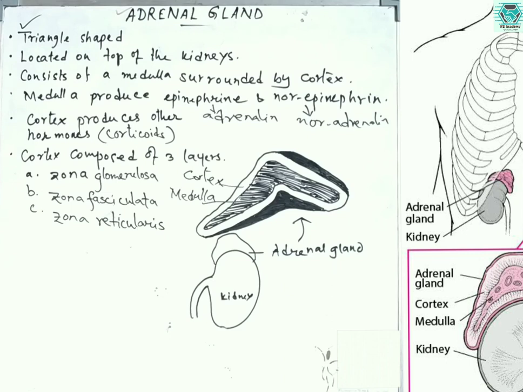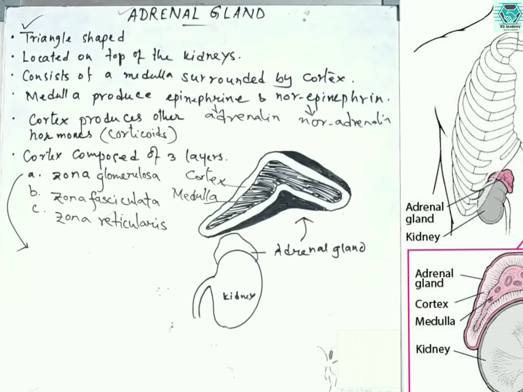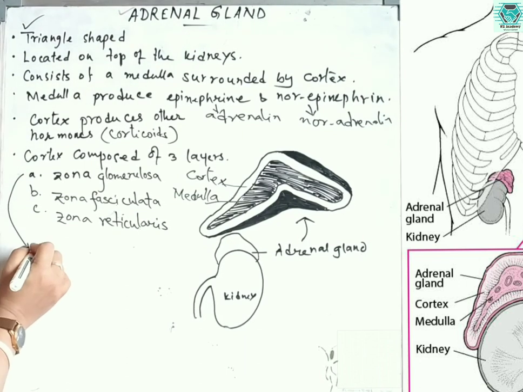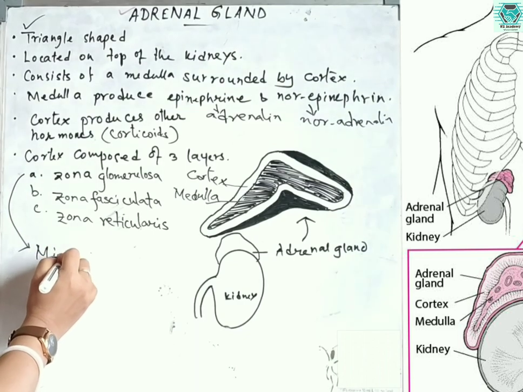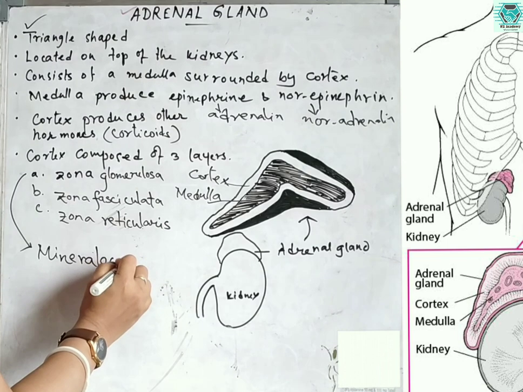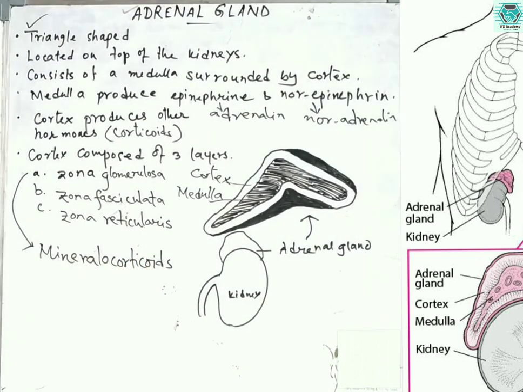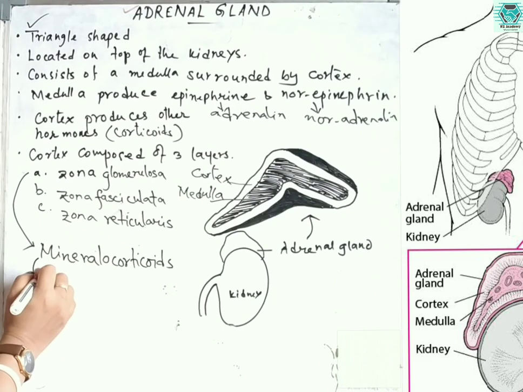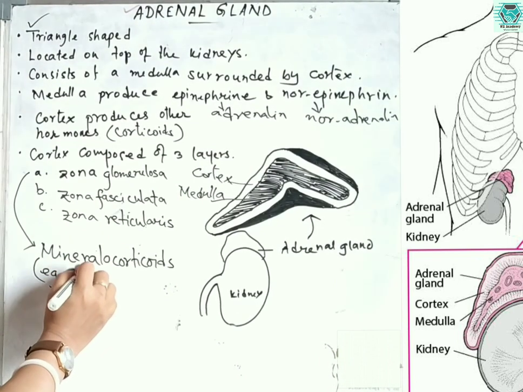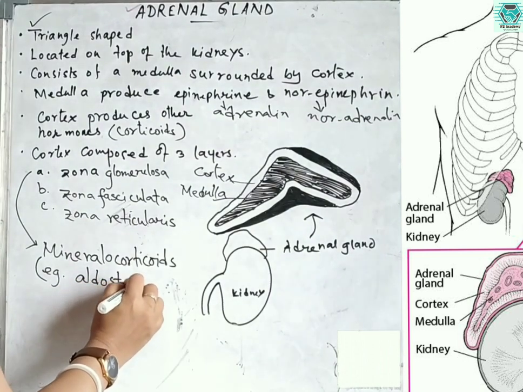The most superficial cortical layer is zona glomerulosa, and what type of hormone does zona glomerulosa produce? They produce mineralocorticoids. The class of hormone is known as mineralocorticoids. The best example is aldosterone, which is the important mineralocorticoid.